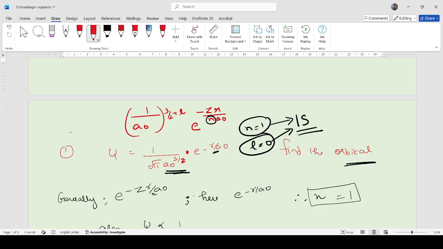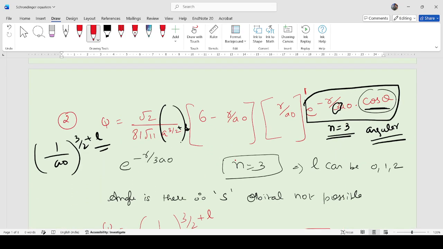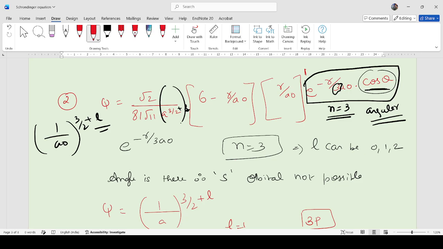Here, you are provided directly the next term, e power minus r by a naught. But in the second equation, it proceeds. You can see it is having 6 minus r by a naught. Again, a naught is here. Again, r by a naught. Correct? Which is nothing but that corresponds to this 1 by a naught. 3 by 2 is here. Accepted.